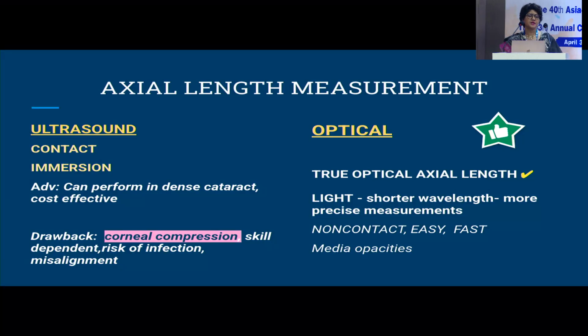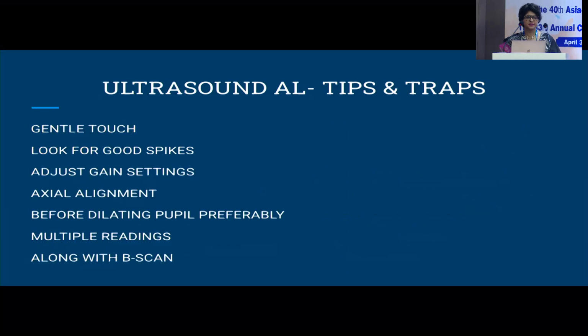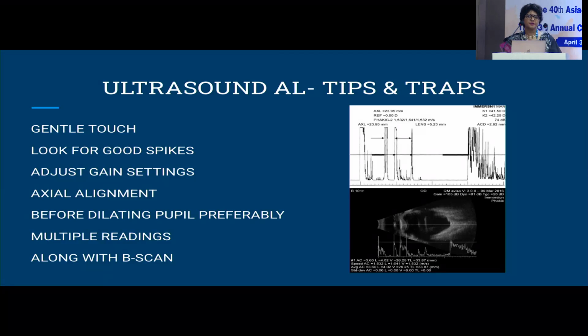So the true optical axis would be to the macula and not the actual anatomical axis. In case we are using the ultrasound, then we prefer to use the immersion, because the chances of compression of the cornea and falsely having a lower axial length become lesser. And make sure again that the instruments are well calibrated, and in case you are doing the immersion, then you make sure that you get good spikes, you adjust the gain. And if you do it along with the B scan, you are able to make sure that you are taking it in the optical axis. Preferably, we take the biometry measurements before we dilate the pupil.